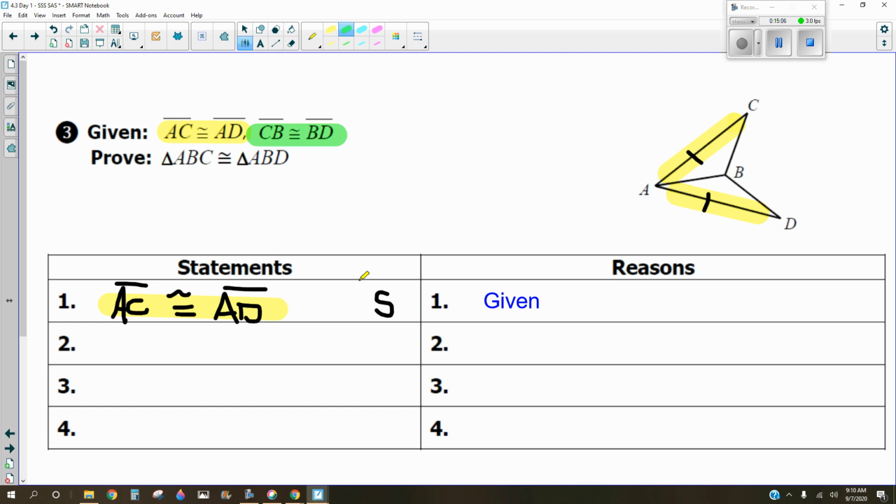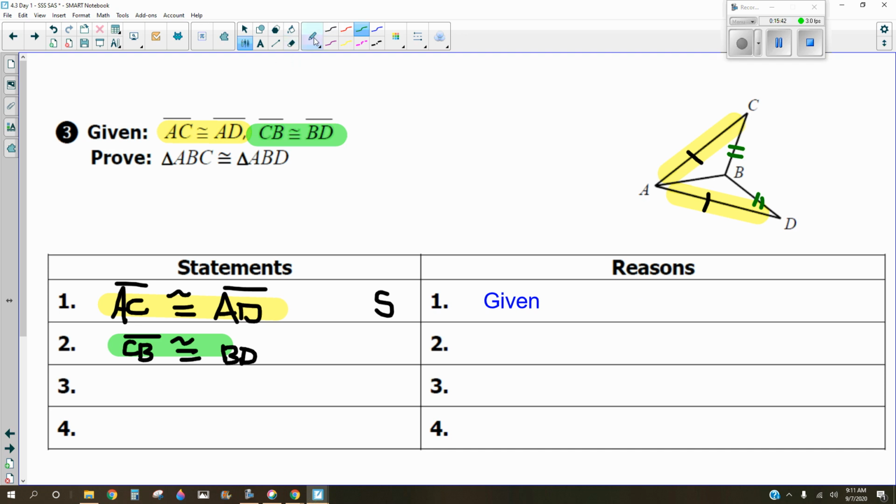CB is the same as BD. So that's given information. So I'm going to write it down. All right. So I'm going to grab my pen. I'm going to write down that CB is the same as BD. Now before I do anything, I'm going to go mark that on my drawing. CB is the same as BD, BD right there. Okay, so I marked that.